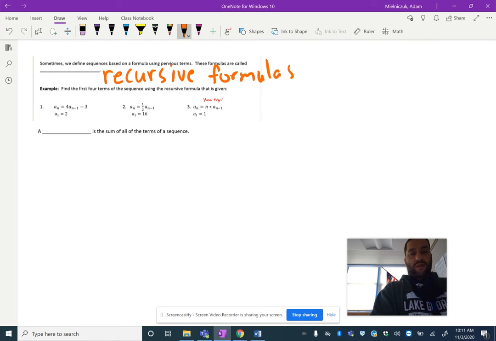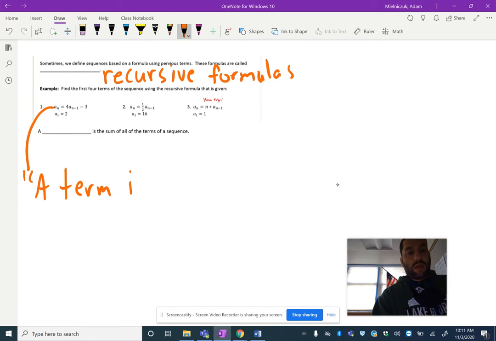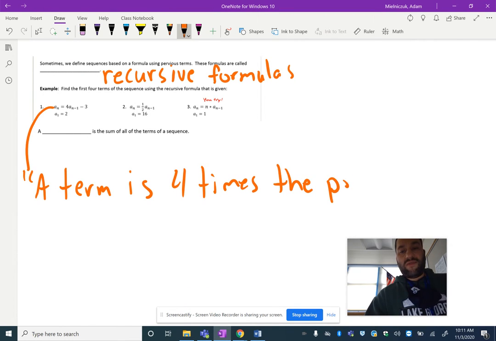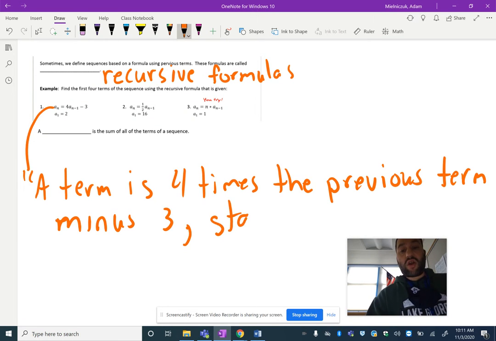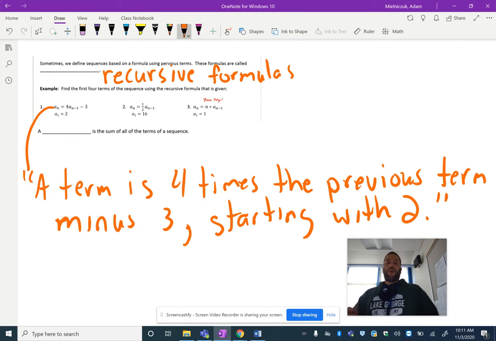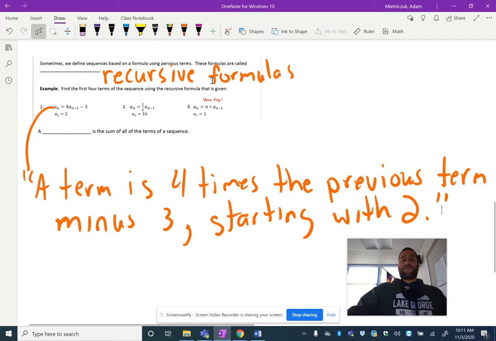So first off, we have to know how to read this, okay? So a sub n equals 4 times a sub n minus 1 minus 3 means, all right, so this is what we're saying. A term is 4 times the previous term minus 3. And we should probably say starting with 2, okay? So a term is 4 times the previous term minus 3, starting with 2. I'm saying starting with 2 because we have a sub 1 equals 2.